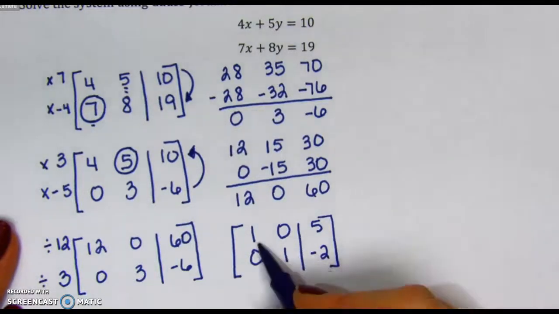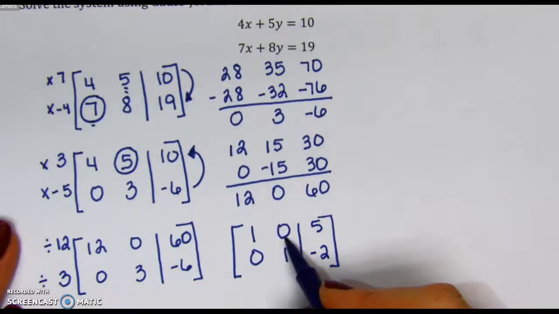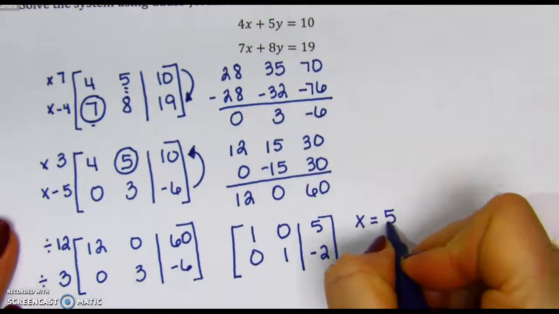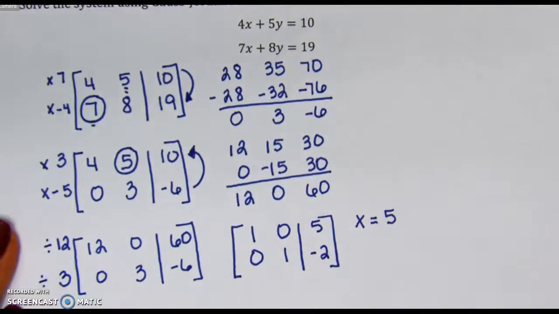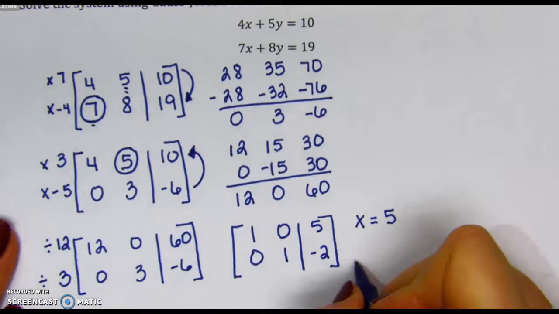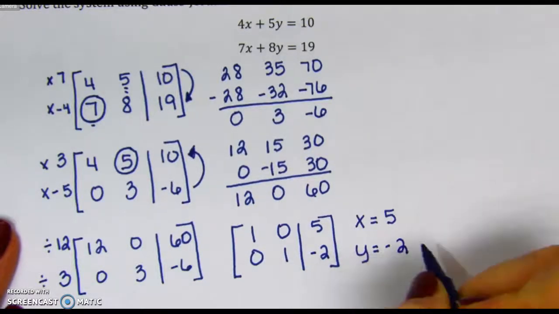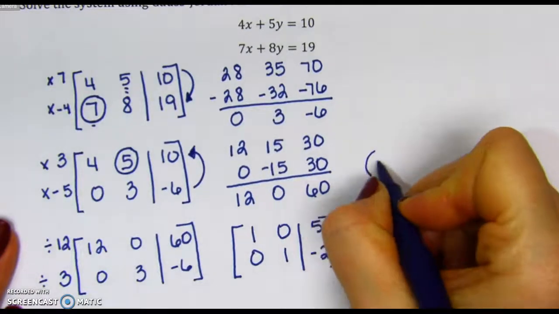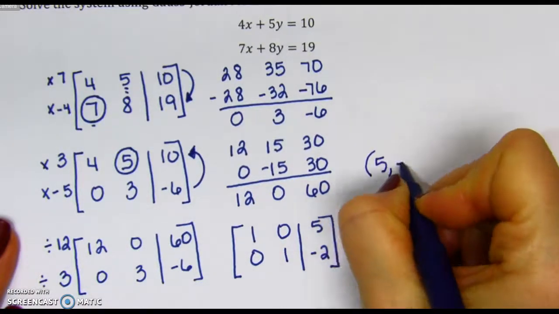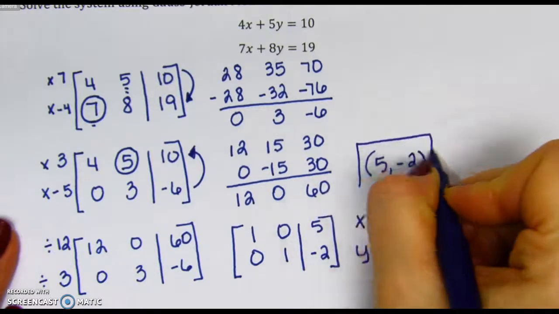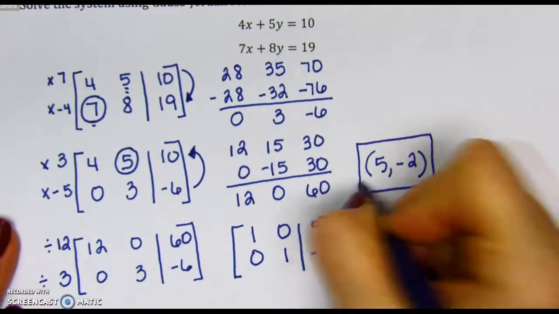Here I see then that I have x plus 0y is 5, so x equals 5. And I have 0 x's and 1 y is -2, giving me y is equal to -2. Writing our solution as coordinates, we have 5, -2.